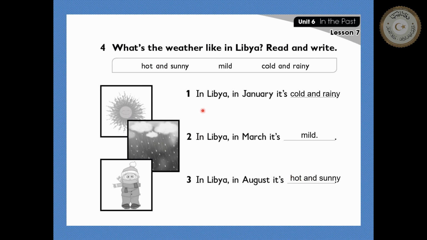So in Libya in January, it is cold and rainy. Look at this boy. He feels cold. This is Libya in January. What about March? It's mild. What about August? It is very hot and sunny. Look at the sun here. She's smiling. Why? Because it's sunny. So it is hot and sunny.